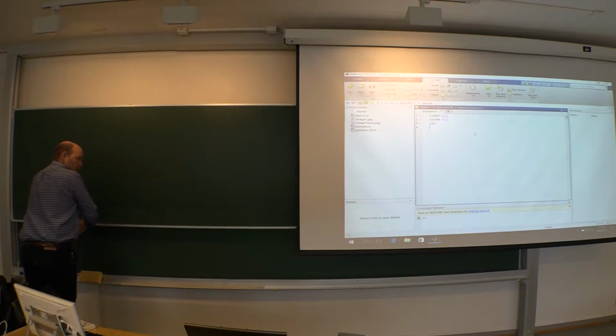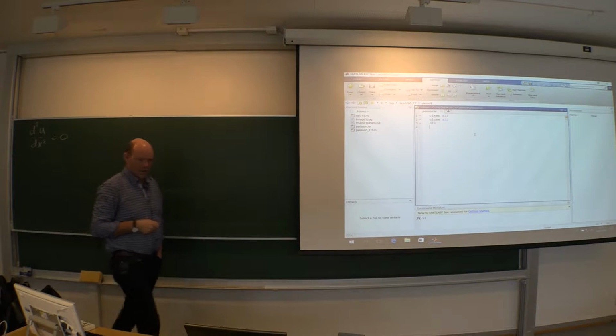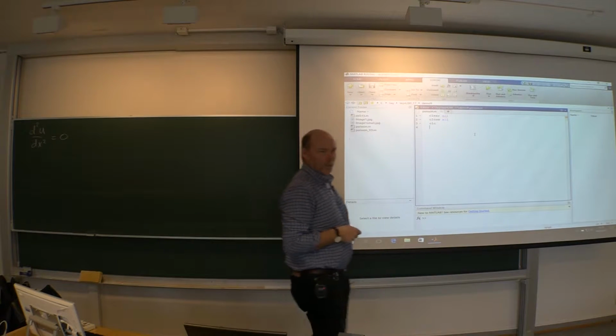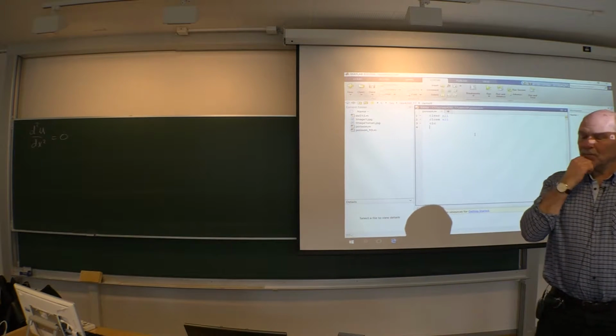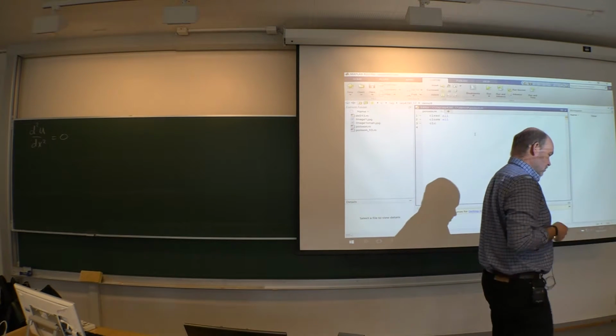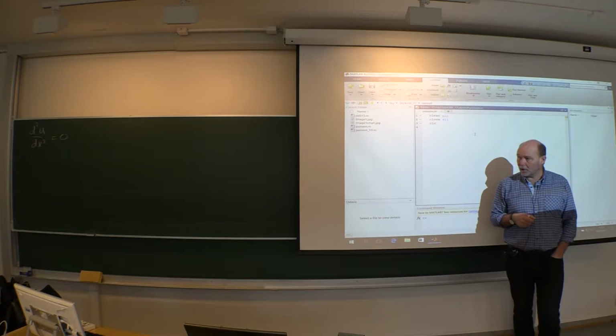So we start with the simplest possible elliptic equation. Say the double derivative with respect to space equals 0. From fluid mechanics, you should remember or recall that one. Double derivative of the velocity is 0. Okay, then you will have a linear velocity profile.